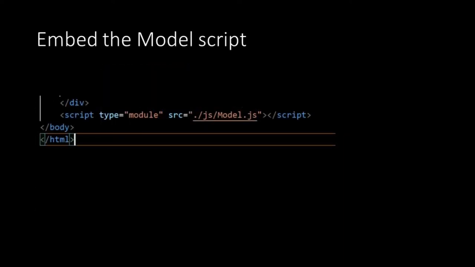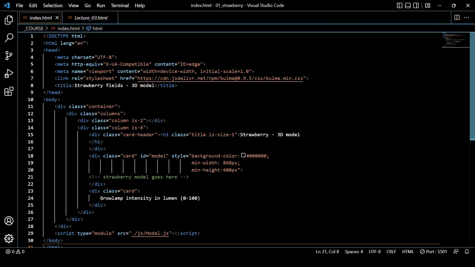Just before closing the body element, we embed our model script using the script tag. The script tag contains the path to our model.js file and the type attribute which is set to module because we are building our application with JavaScript modules. And this is the completed version of our index.html file.